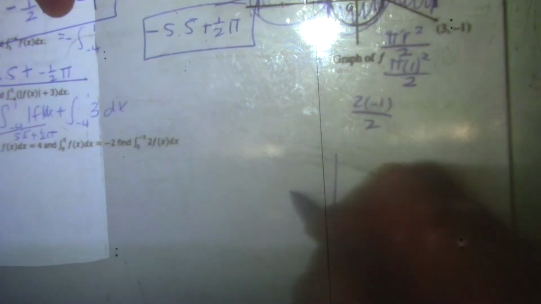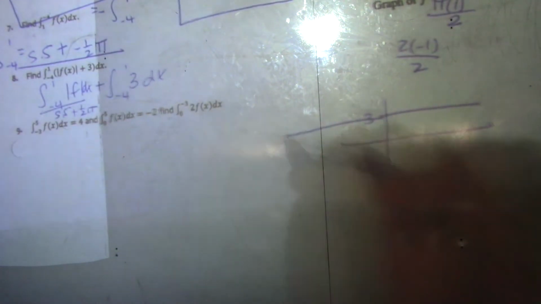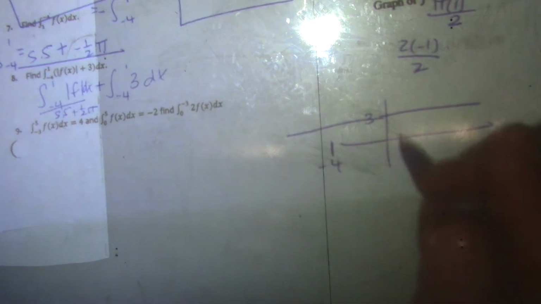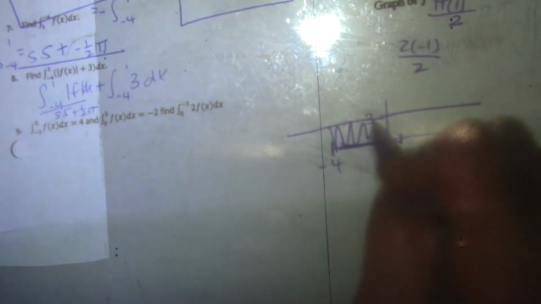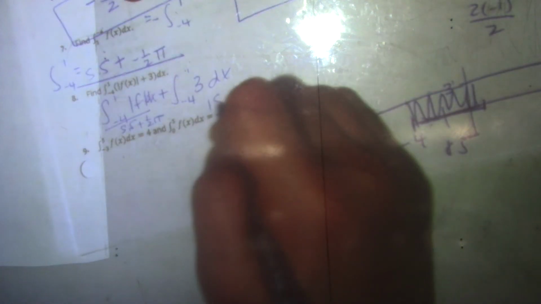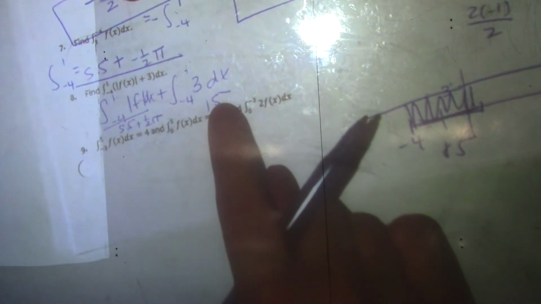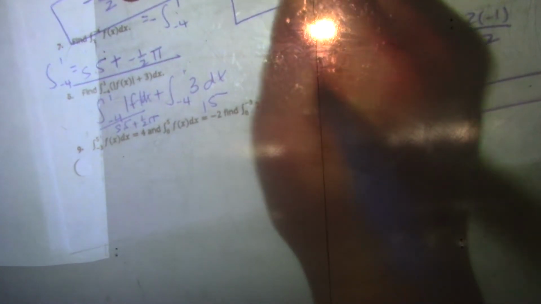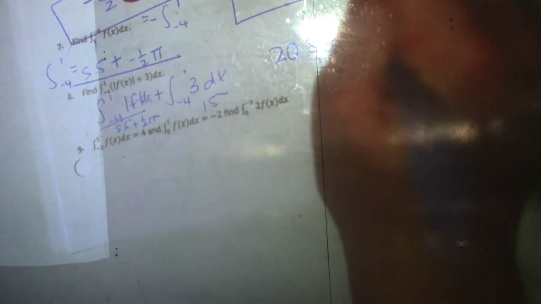And then anytime you do area of a constant, so if this is my graph of 3, from, I guess we'll go here, -4 to 1, that's a base of 5, and it makes a rectangle with a height of 3, so that would just be 15. Plus 15, 5.5 plus 15 is 20.5, and then you still have the plus half pi.